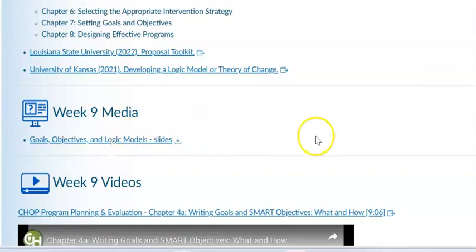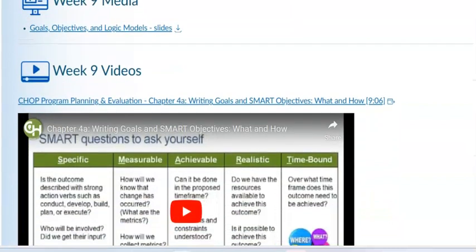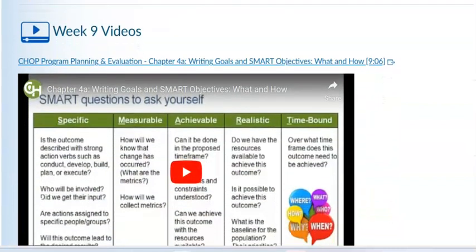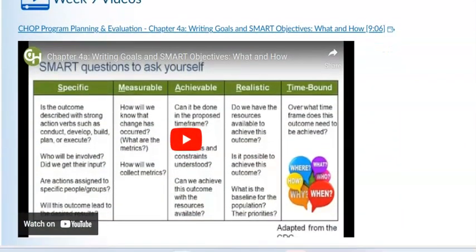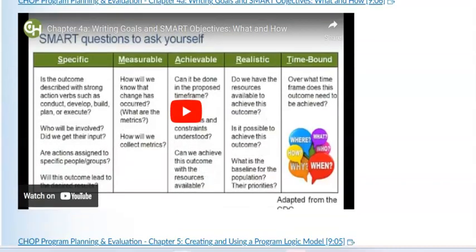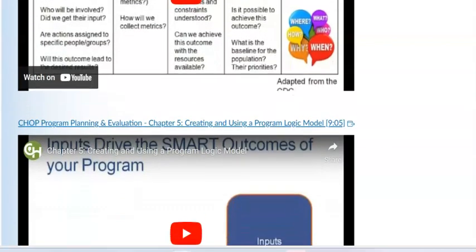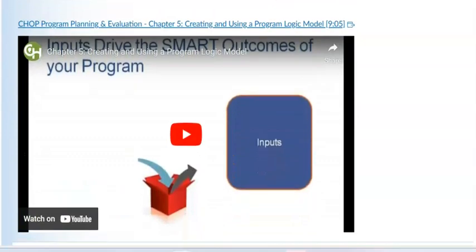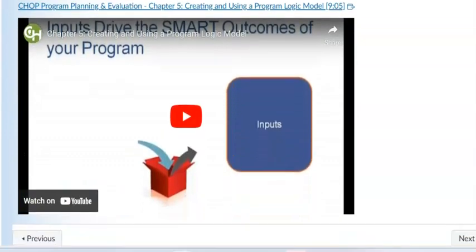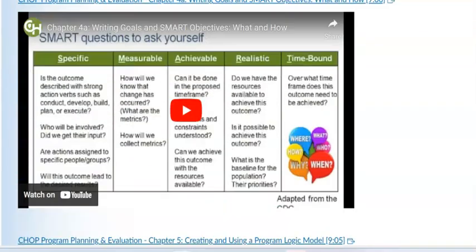We'll come back to the media for this week, but there is an additional video from Children's Hospital of Philadelphia on program planning and evaluation, writing goals and SMART objectives. And another one on program evaluation, also by CHOP. So please take a look at the two of them.